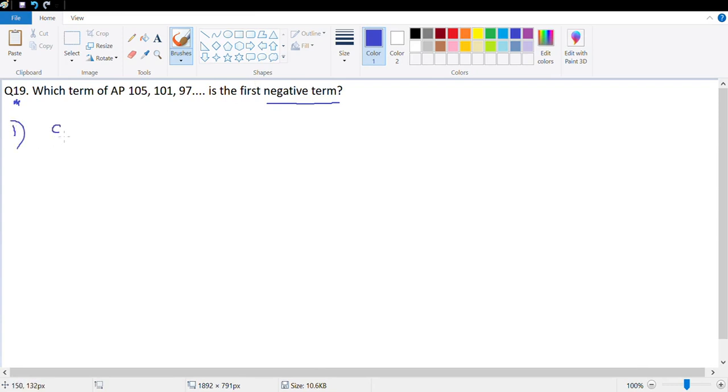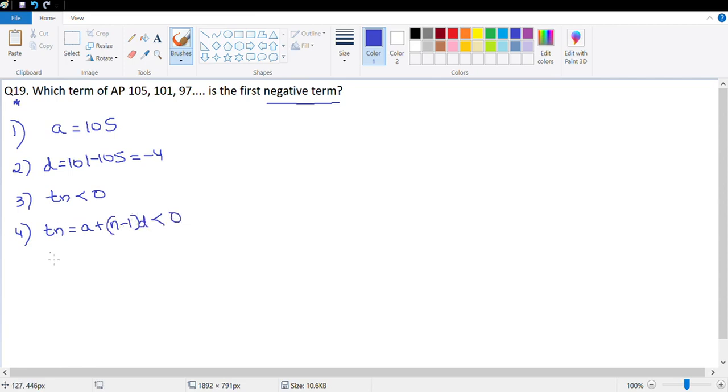So for this AP, the first term is 105. The common difference is 101 minus 105, in this case negative 4. So what they are saying is the nth term is less than 0. There's the first term which is less than 0. In this case, we know Tn, which is equal to A plus n minus 1 times d, is less than 0. Let's substitute values. We get A, which is 105, plus n minus 1 times d, d is negative 4, to be less than 0. That's 105 minus 4n plus 4 is less than 0, which gives us 109 minus 4n less than 0.